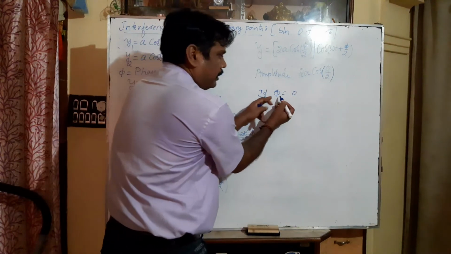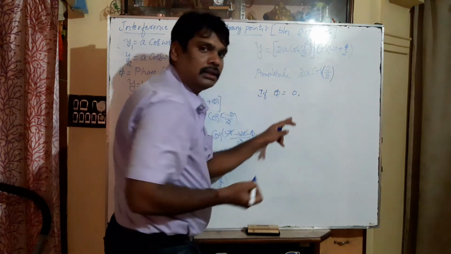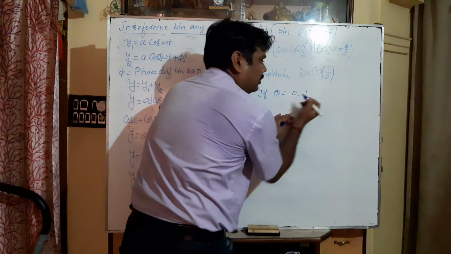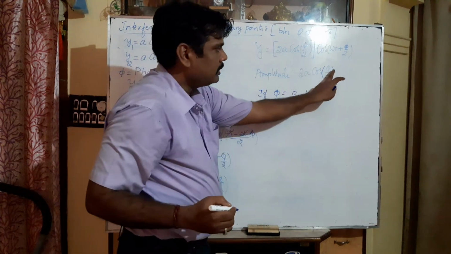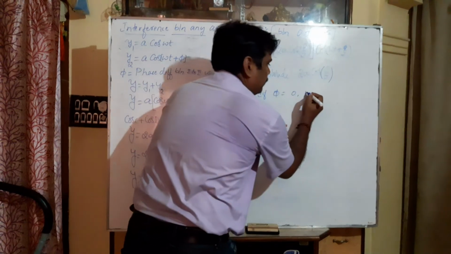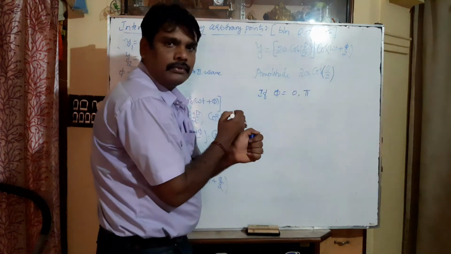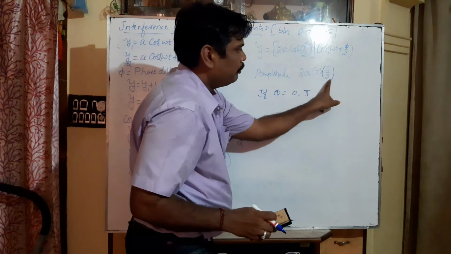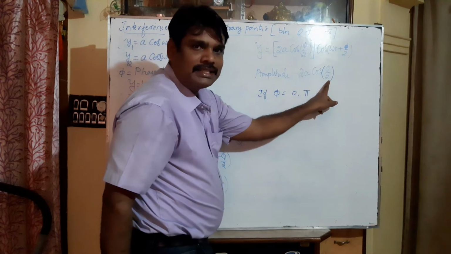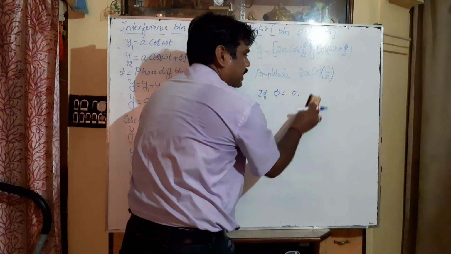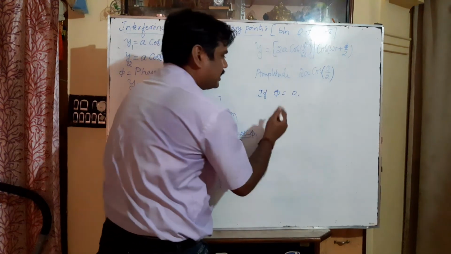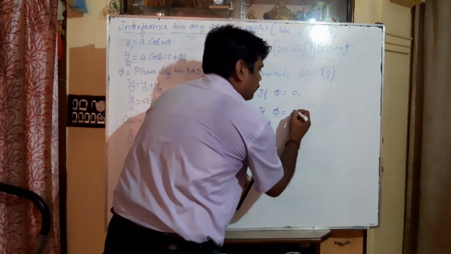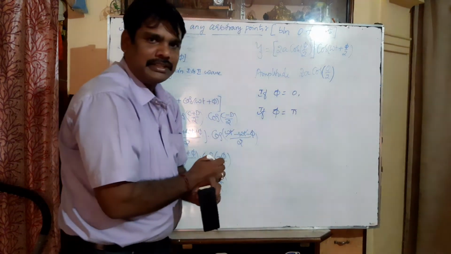So hence, if phi is equal to 0, we will get constructive interference. If phi is equal to pi, it becomes pi by 2. Pi by 2 means 90 degrees. Cos 90 is 0. So we won't get constructive interference; we will get destructive interference.